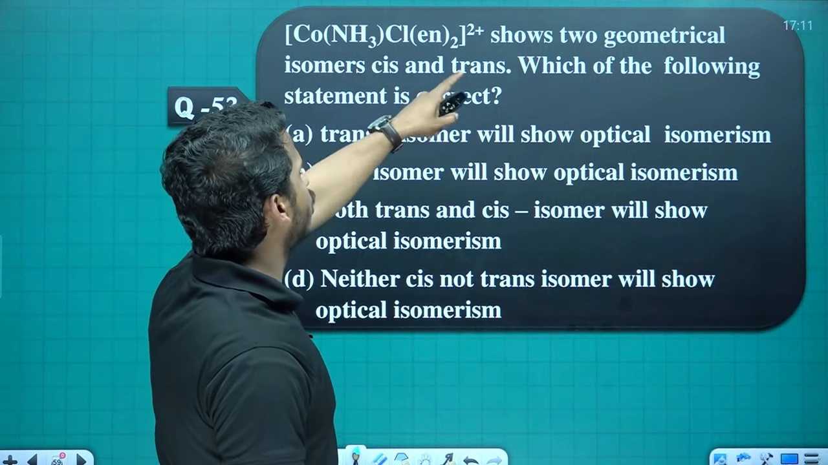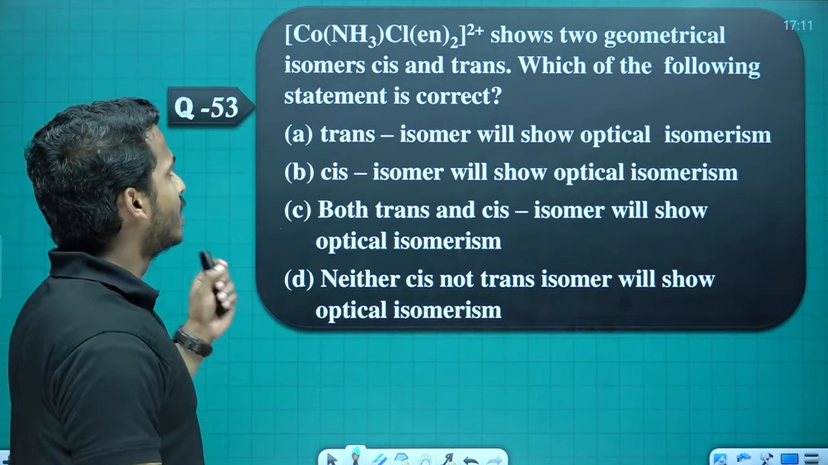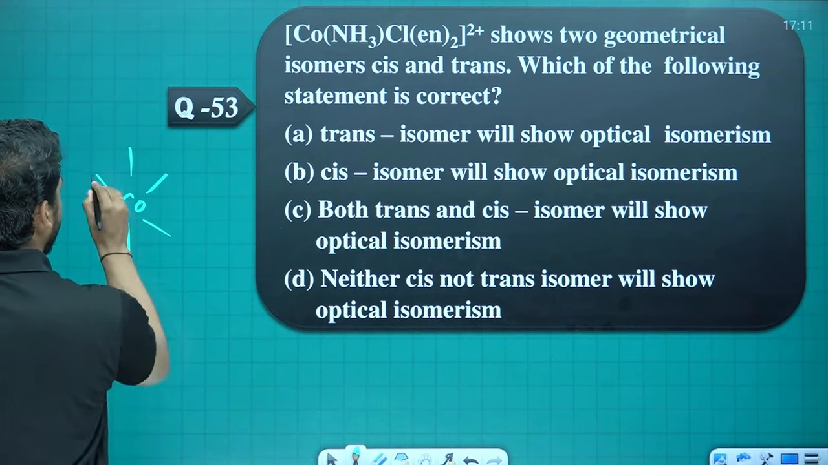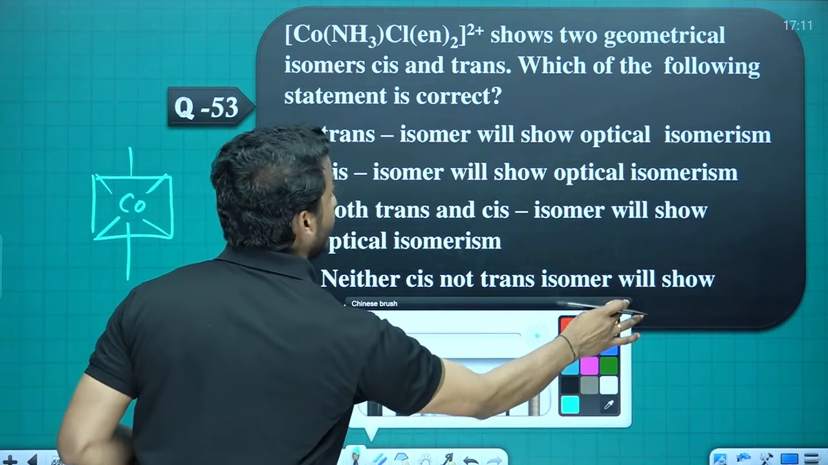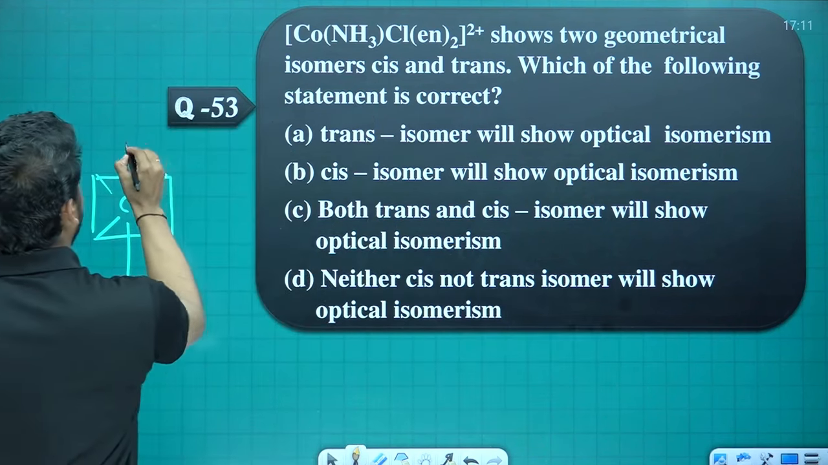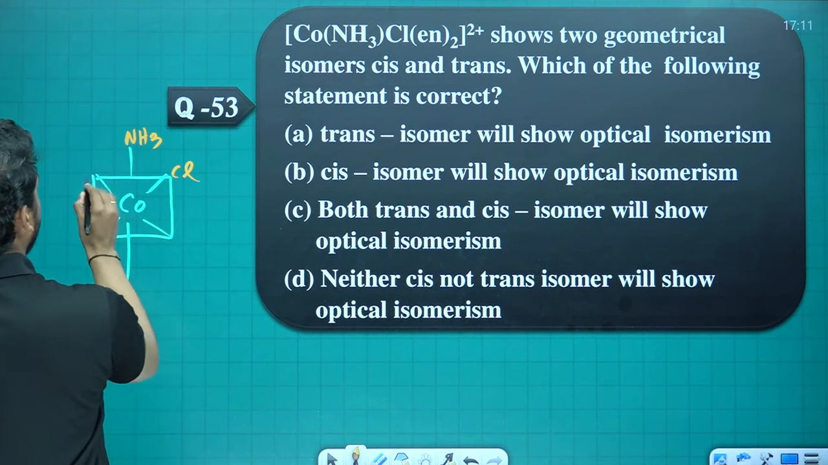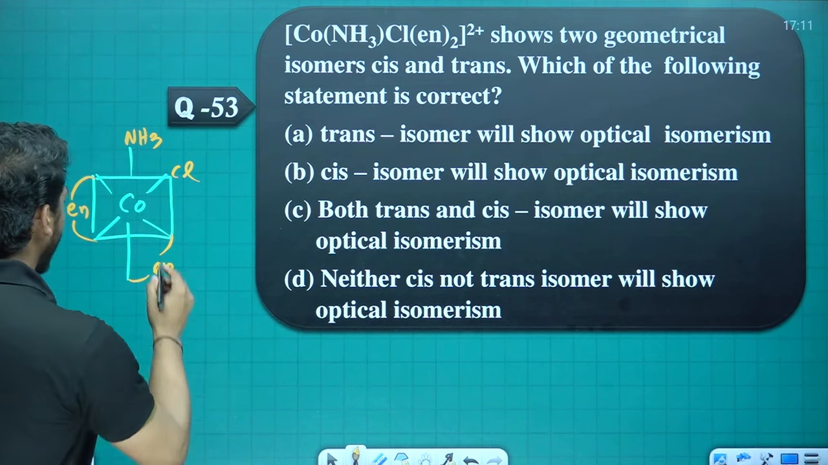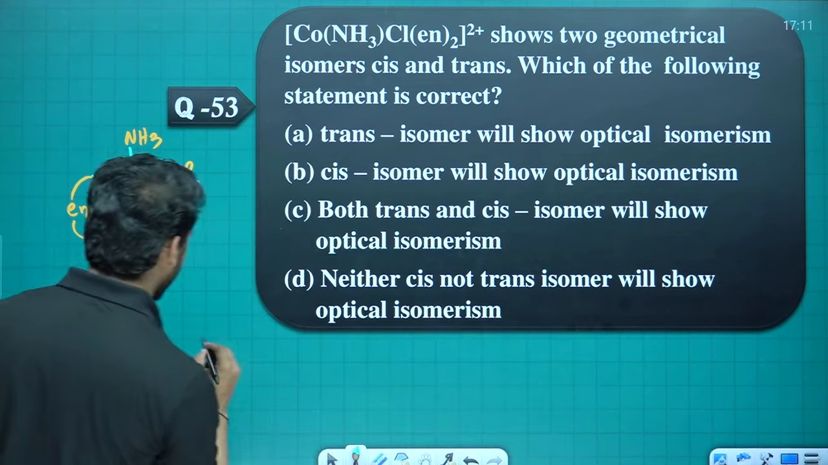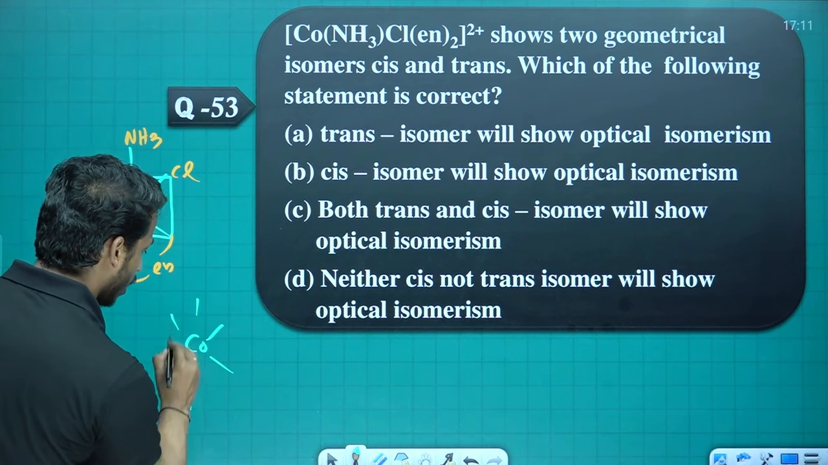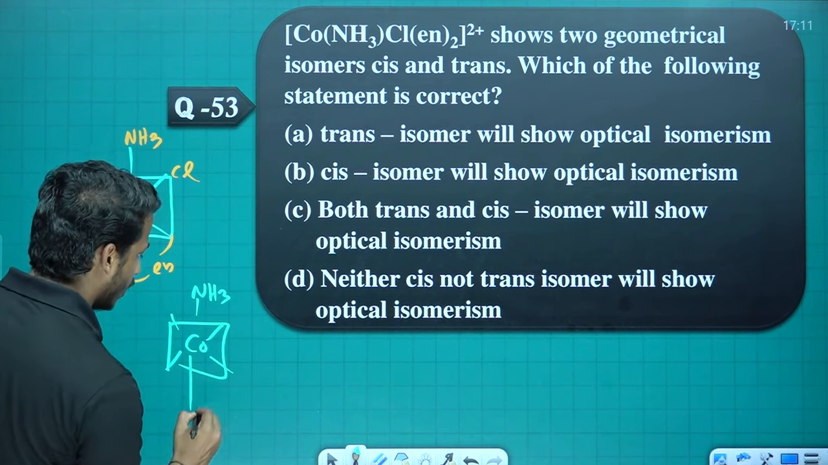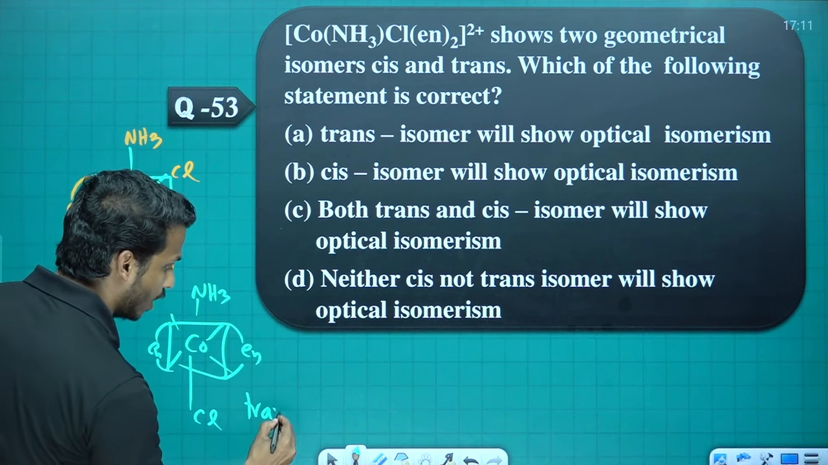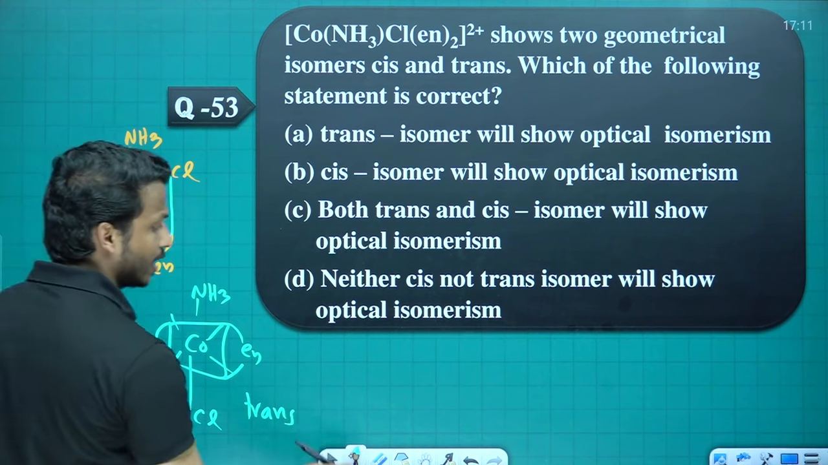Now, this complex shows 2 geometrical isomers, cis and trans. Let me draw the cis and trans isomer of this one, my dear. You know how to place it, cis isomer. Cis meaning NH3 and Cl. Okay, let me place NH3 and Cl. Then we have en and en. Let me place it like this. This is cis isomer. And trans means, how can we draw it? We can place one NH3 here, the Cl here, and the other 2 sides en. This is opposite, therefore it is trans. This is the cis isomer, this is the trans isomer.